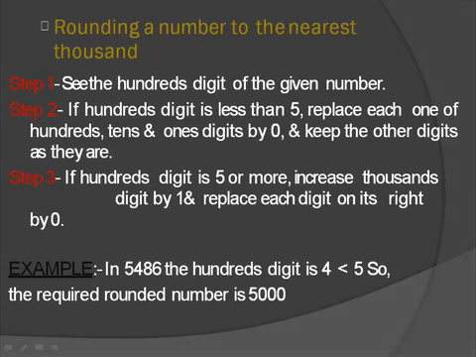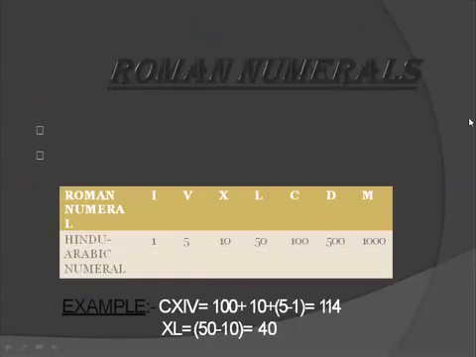I hope you understood how to round off numbers to the nearest tens, hundreds and thousands. Next, the topic is Roman numbers. You learned this topic already in last year's classes. These are the Roman numbers, and these are the Hindu Arabic numerals. In the Roman numbers, if you write these symbols, what is the value for these symbols?